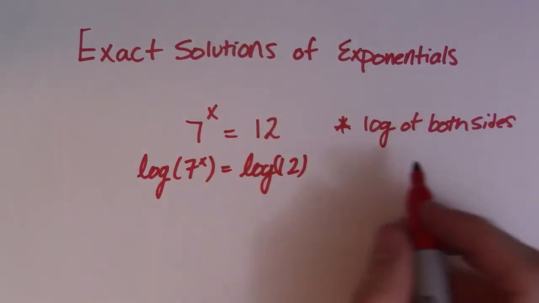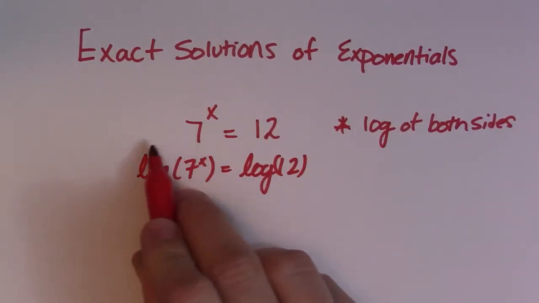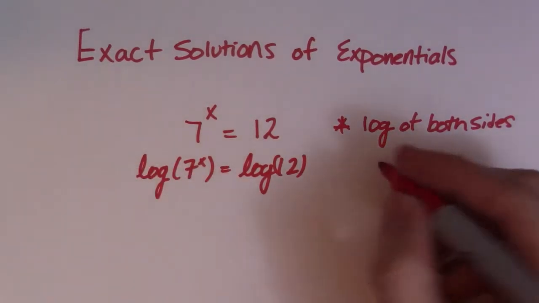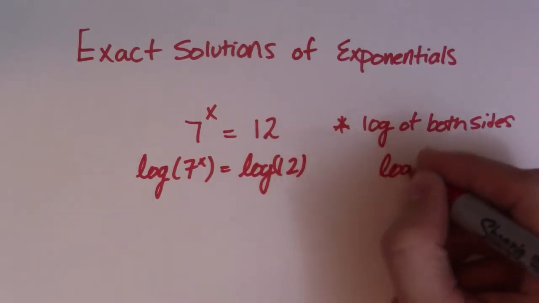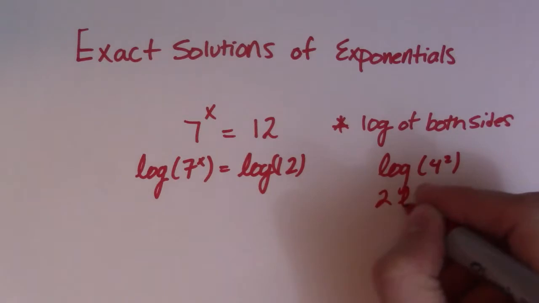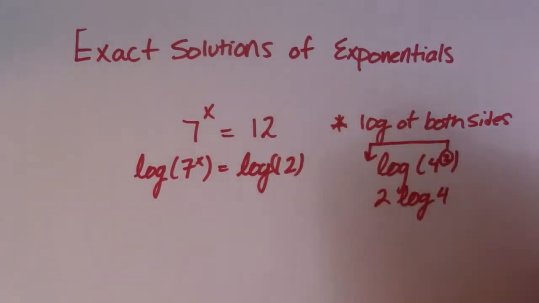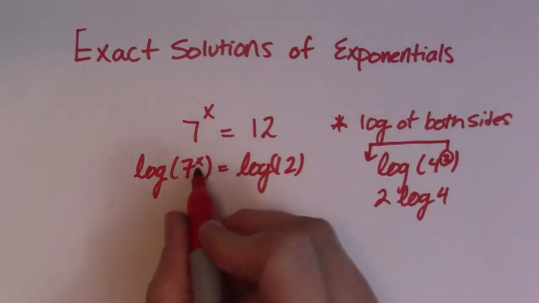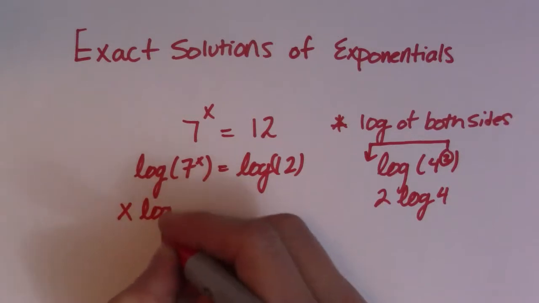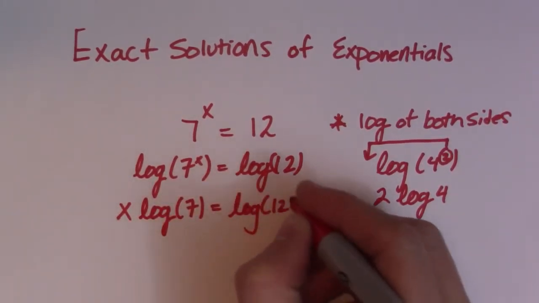And I like to use the rule that if I have an exponent inside my log function, I can take it down and put it in front of my log function and multiply it. So for example, if I had log of 4 squared, that's exactly the same as 2 times log of 4. So that exponent can come down and plop right in front. We can do the same thing if the exponent is x. So this becomes x log of 7 is equal to log 12.